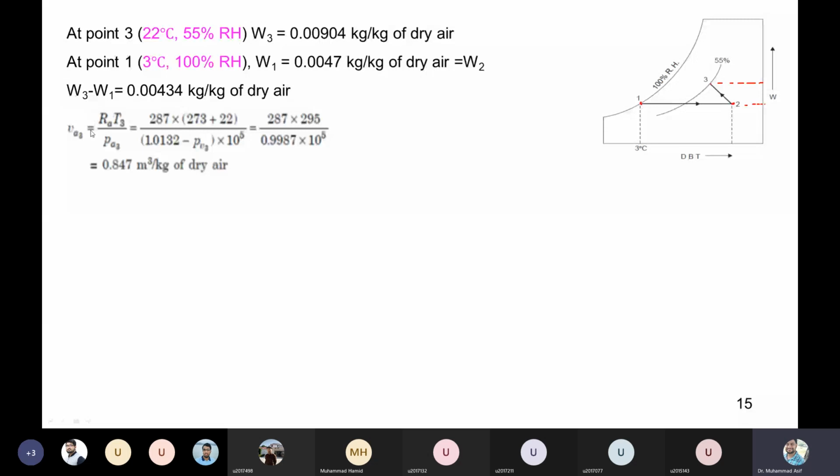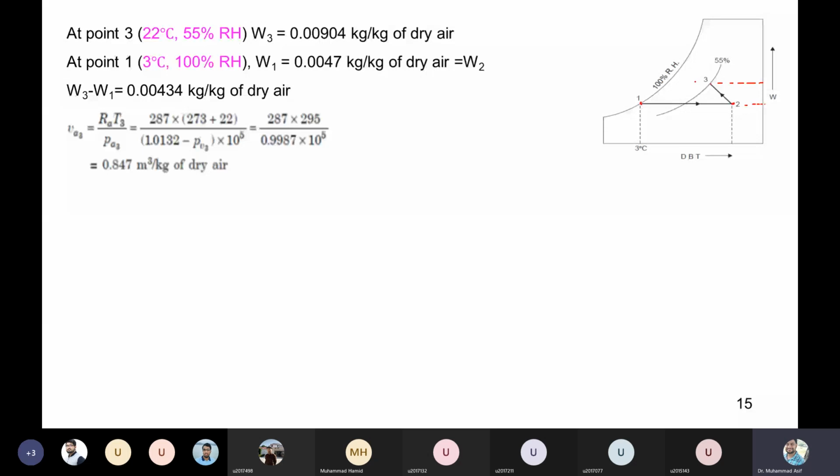So we can figure out the volume of the dry air from the ideal gas equation, R_a T over P_a. We are given the required air temperature, which is 22. We know the gas constant for dry air, and then we have to figure out the vapor pressure. Then we can calculate the value, but we don't even need to apply this formula. We can directly read it from this chart.